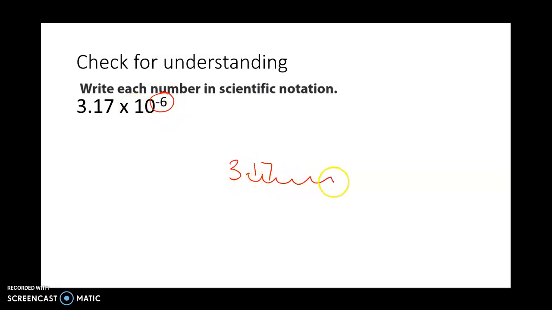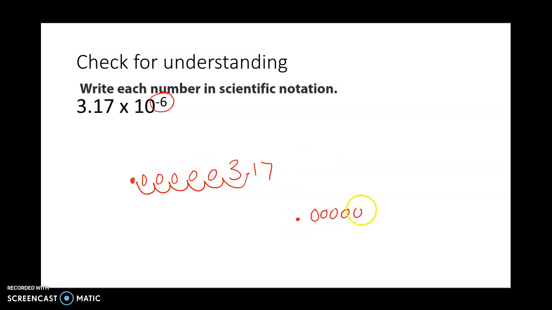1, 2, 3, 4, 5, 6. No, I'm going to move it the other way. 1, 2, 3, 4, 5, 6. Add a decimal. And 1, 2, 3, 4, 5. Final answer. 0.00000317. There you go. There you have it. Let me know if you have any questions.